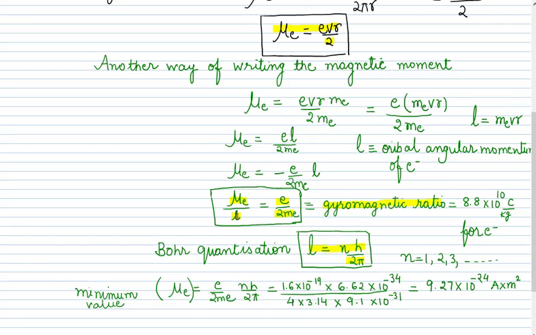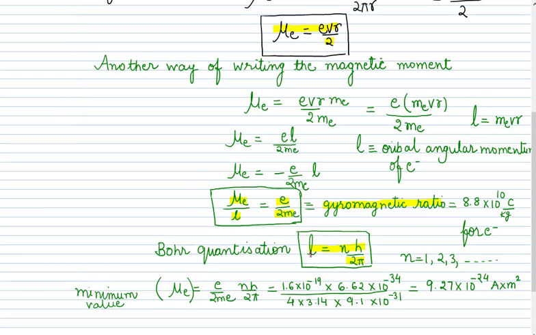We can also do the quantization of this orbital angular momentum L. Quantization is in terms of h upon 2 pi. So this orbital angular momentum we can write as nh upon 2 pi, and if you put the value of L in terms of h upon 2 pi, with n equals to 1, we get the minimum value of magnetic moment of electron, and that comes out to be 9.27 into 10 to the power minus 24 ampere meter square. So all these things are very much important.